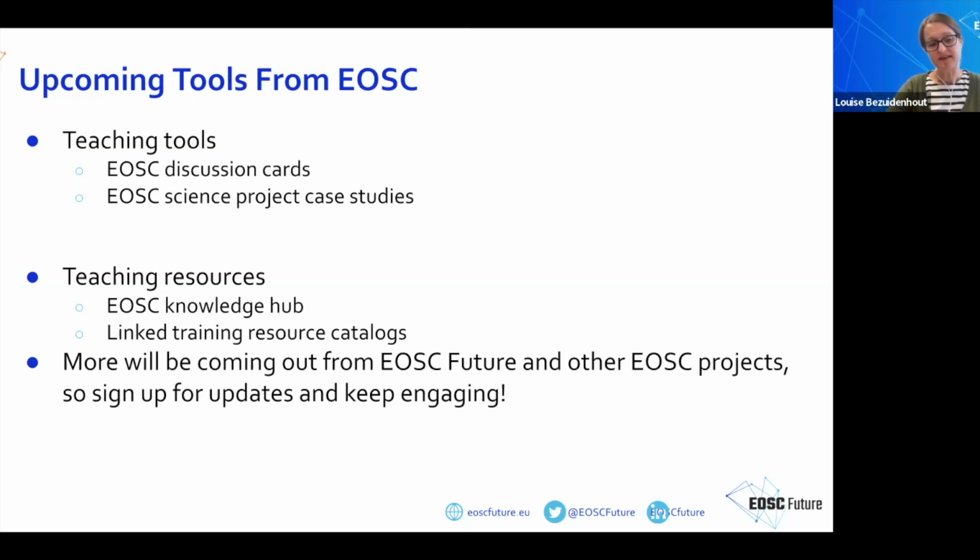So there's lots of stuff that's coming up in EOSC, not only from EOSC Future, but also the other EOSC projects that are currently underway or starting in the future. So please do sign up, follow the projects on Twitter, sign up to the updates from EOSC, and keep engaging, because these will be systematically rolled out over the coming weeks and months.